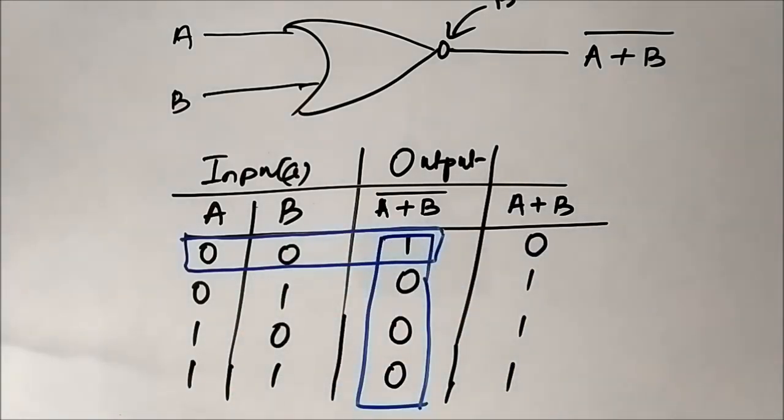So here we have discussed the final universal gate, which is the NOR gate. There are only two universal gates, NAND and NOR. We discussed the basic operation, how the NOR gate is derived from the OR gate with the help of the inverter, the schematic symbol, and the input output relationship through the truth table.